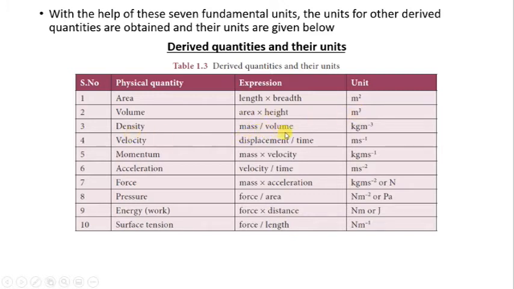Density, mass by volume, kilogram per meter cube. Whenever you see this expression, above that symbol if you see -3, you have to read it as per. So kilogram per meter cube. Why are we writing like this? Because the unit of mass is kilogram, and the mass is divided by volume. This division is represented as -3 here.